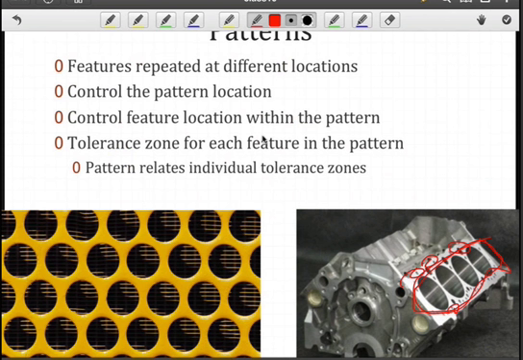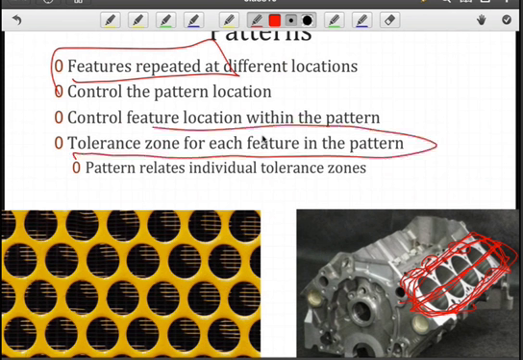Now the thing about a pattern is we've got features that are repeated at different locations, and there's this relationship between those features in that fixed pattern. So for instance, we want to make sure that we have the same separation between the 4 cylinders and that they are positioned along a center line. Well, we can control that with a geometric tolerance. The tolerance zone is for each feature in the pattern. And so essentially I've got this composite tolerance zone made up of individual tolerance zones.